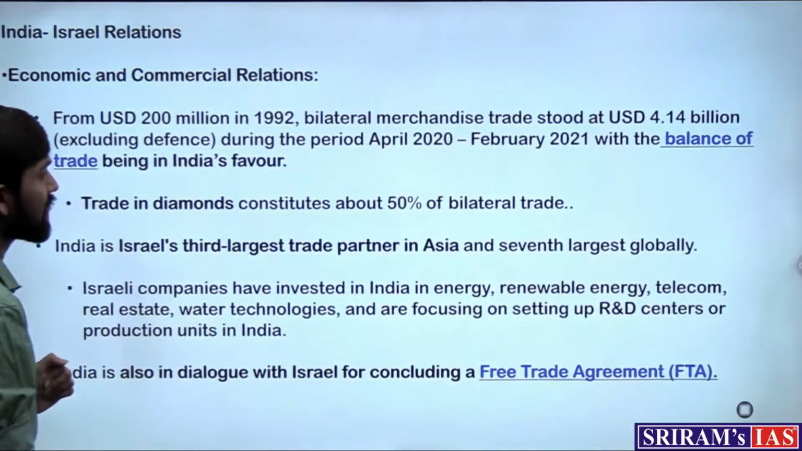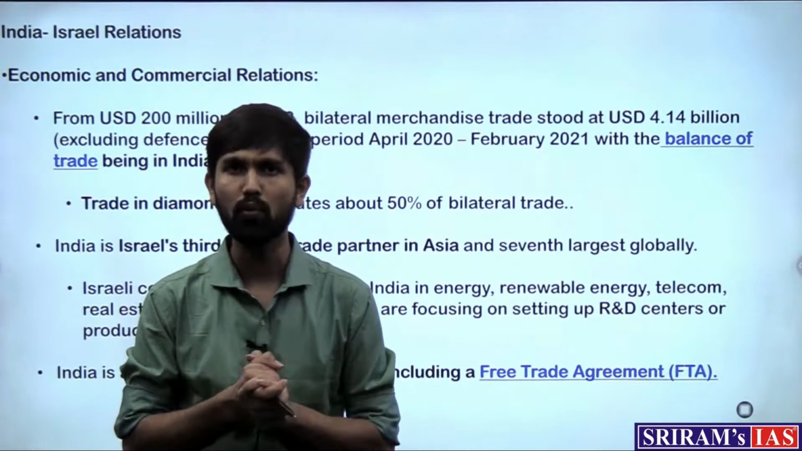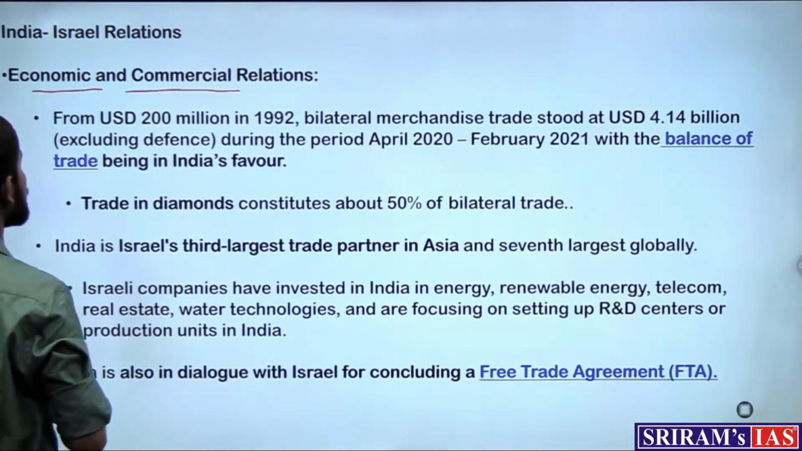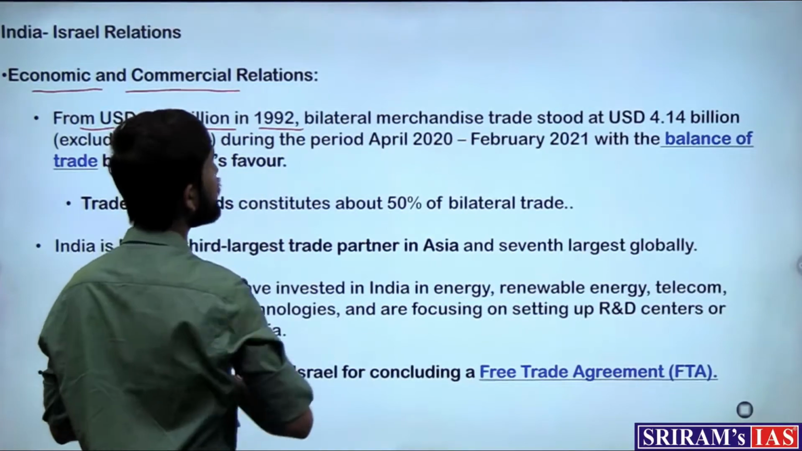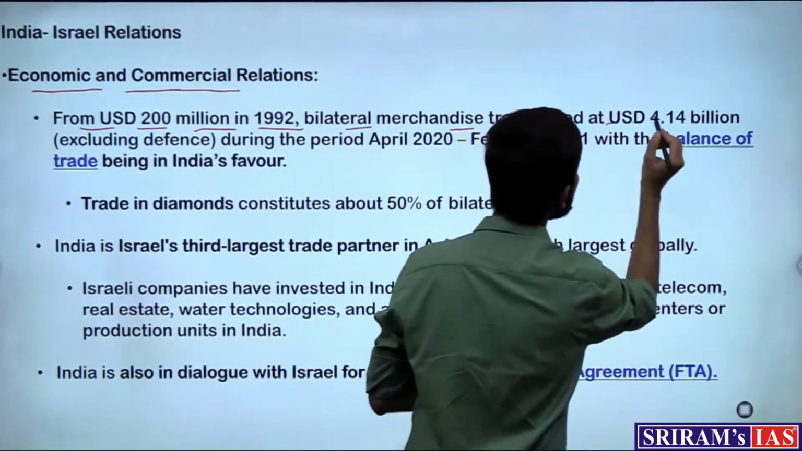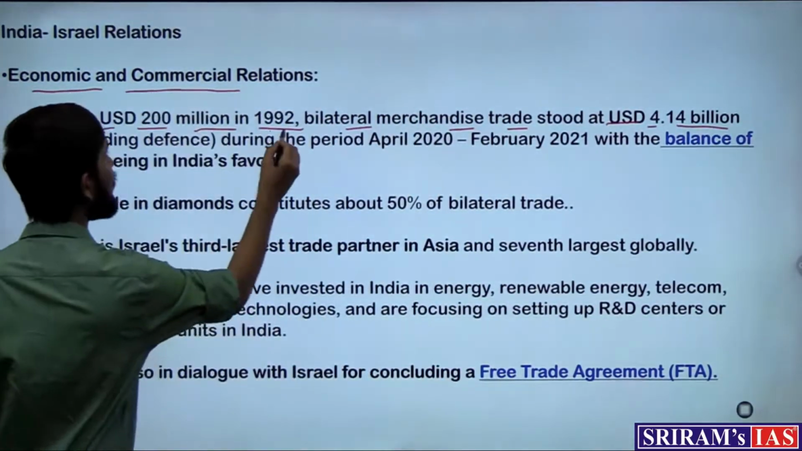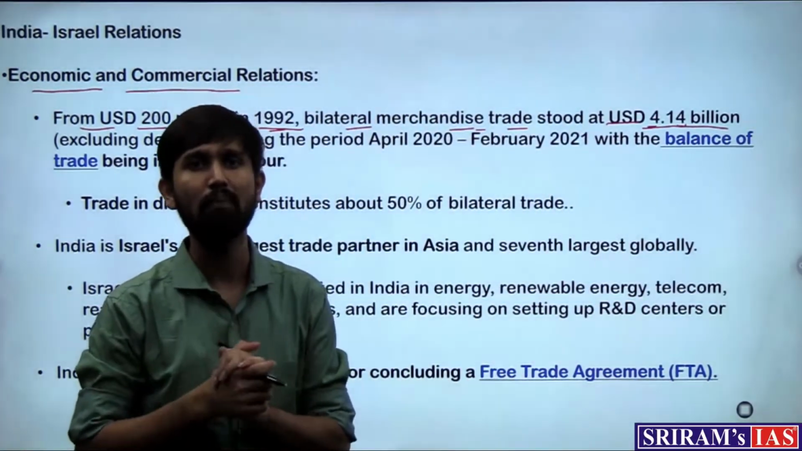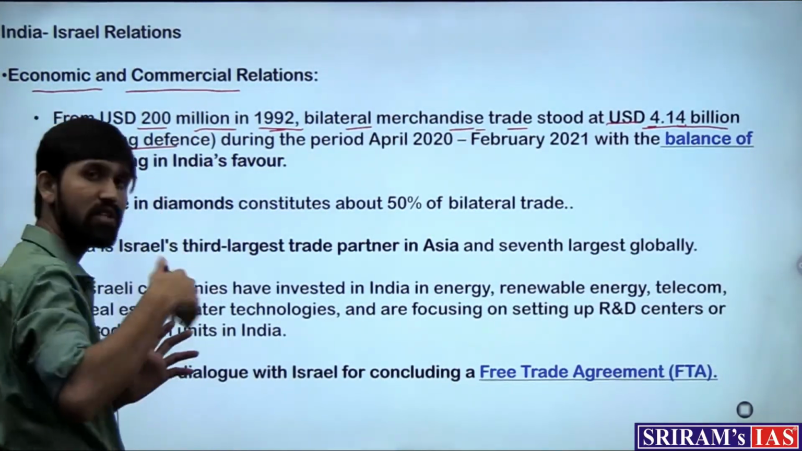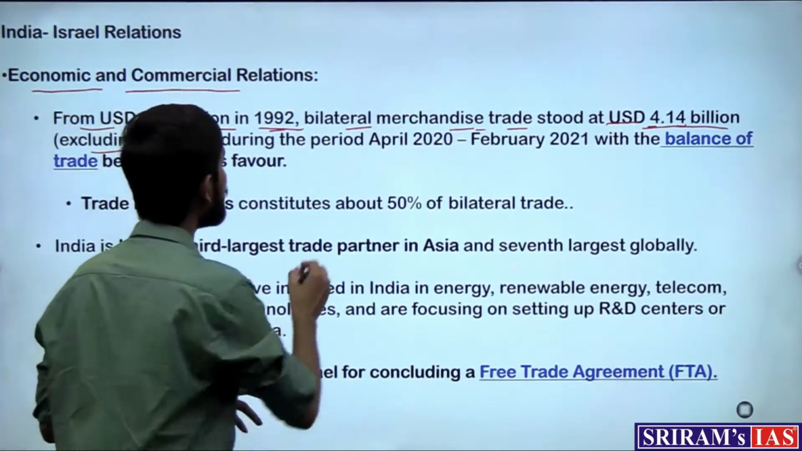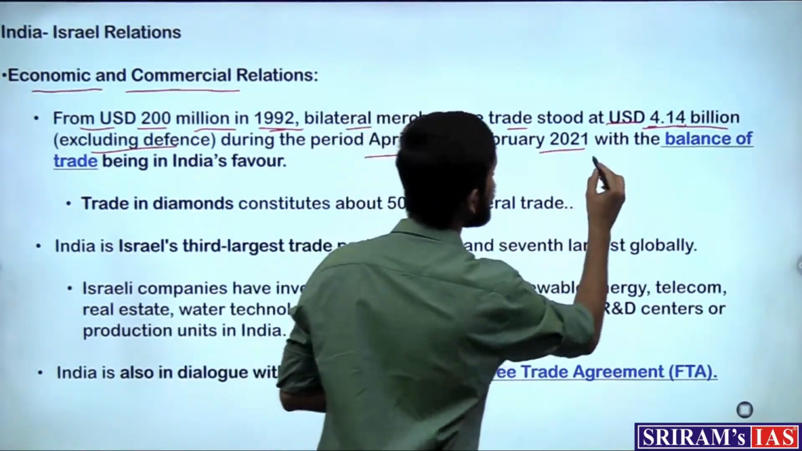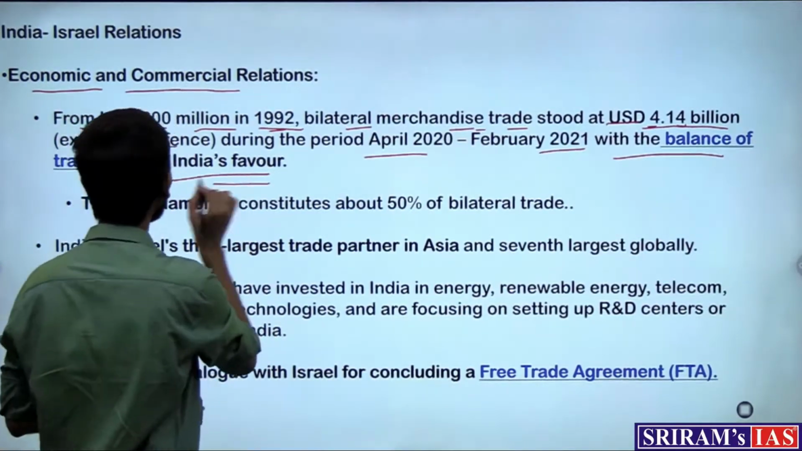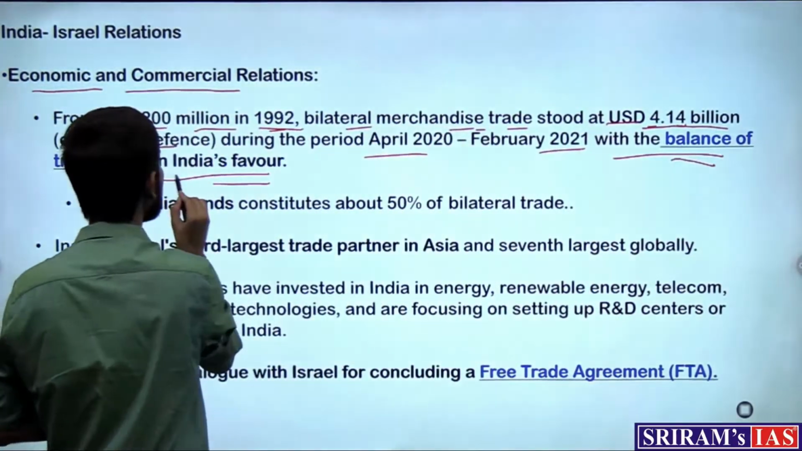So when we talk about India-Israel relations, there are broad areas which are very strong. What are those areas? First, we have very strong economic and commercial relations. From USD 200 million in 1992, the bilateral merchandise trade stood at USD 4.14 billion. So from 1992, the merchandise trade has increased to 4.14 billion. That is the amount of trade between the two countries, excluding defense, which again forms a very important part of their trade, during the period April 2020 to February 2021, with the balance of trade being in India's favor. So this is a beneficial point for India, where between the two countries the balance of trade is in favor of India. What does this mean?